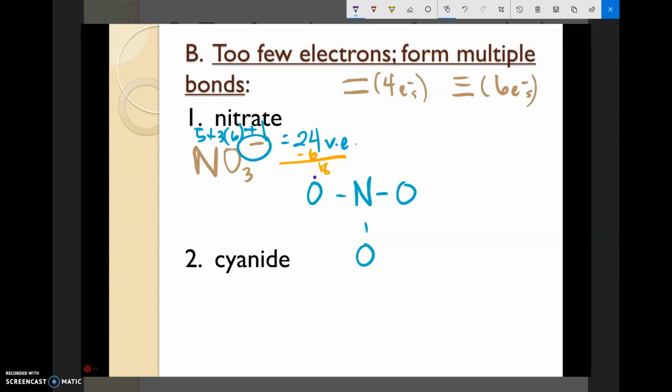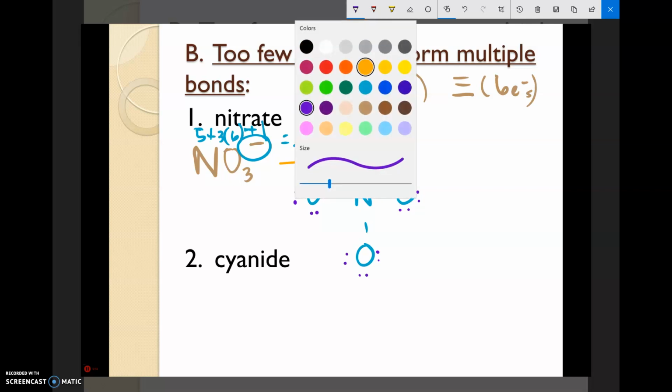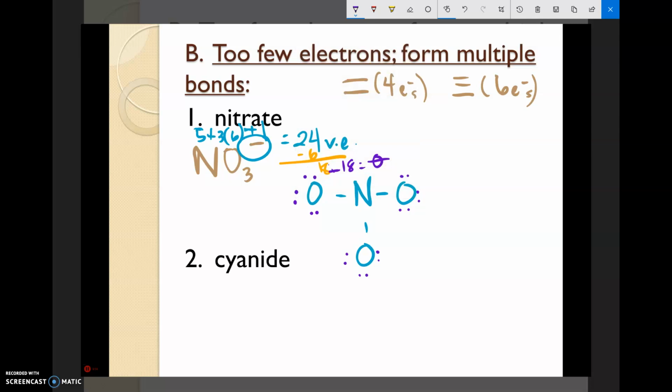And I'm going to put these around in pairs again. So we have 2, 4, 6. I'm going to stop there because this means there's 8. So 2, 4, 6, 8, 10, 12, 14, 16, 18. Okay, now I'm stopping because I've used all 18 now. So now we've used all 24 valence electrons. So now let's go ahead and look to see what's going on with each atom.